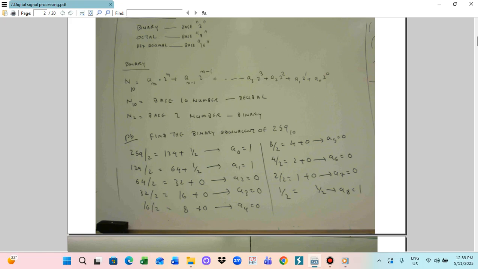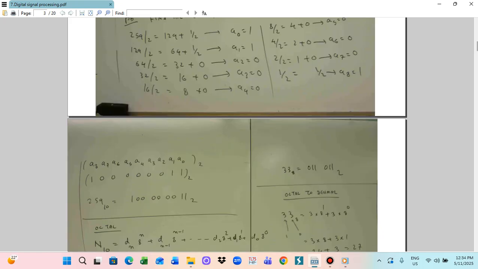And 4 is divided by 2, so that's 2, remainder 0. So this means that A6 is equal to 0. And 2 is divided by 2, so the result is 1, remainder 0. So A7 is equal to 0. Okay, so finally 1. 1 divided by 2 cannot be divided, only you get the remainder of a half. So because the remainder is a half, A8 is equal to 1. So this is what we got.